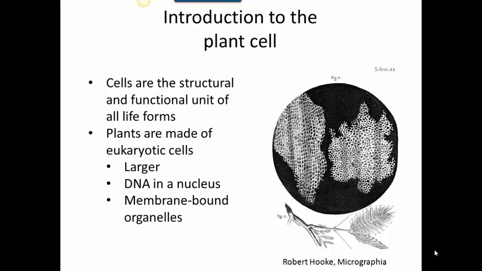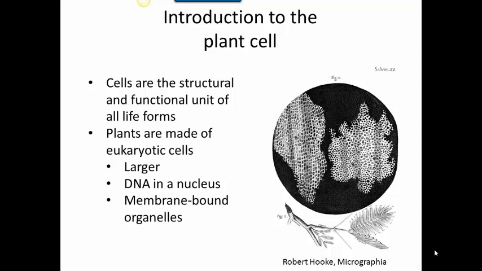We're going to be focusing on the structure and function of the eukaryotic cell because plants are made out of eukaryotic cells. The other kinds of cells are called prokaryotic cells. Those are the kinds of cells that single-celled organisms such as archaeans and bacteria are made out of. But plants and animals and fungi and many single-celled organisms like algae are made out of eukaryotic cells. These cells are larger in size than prokaryotic cells.